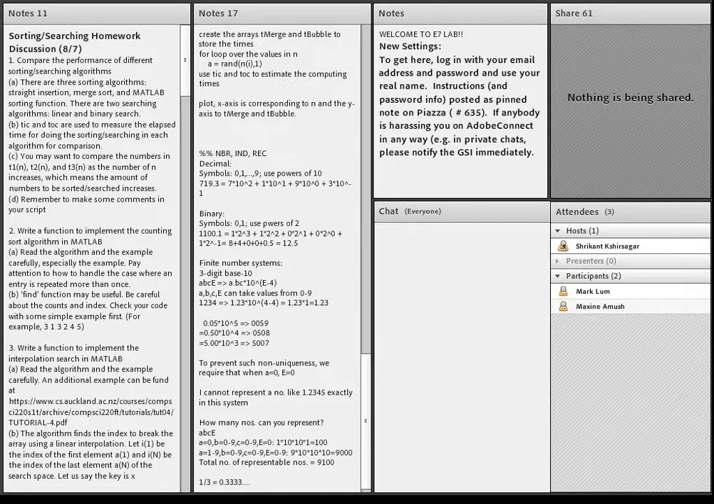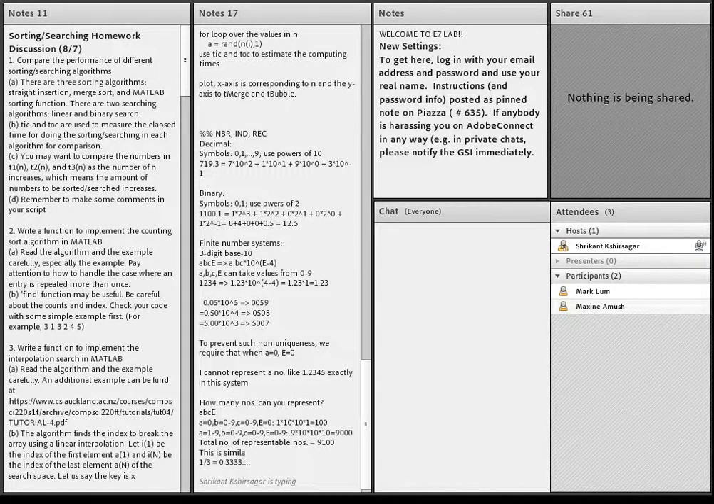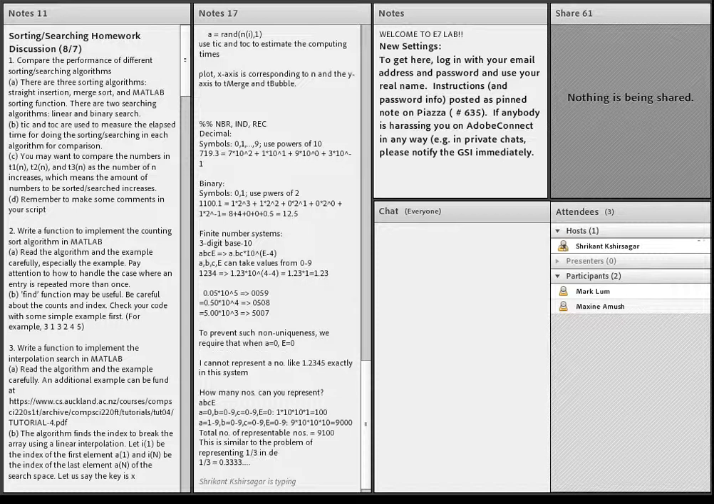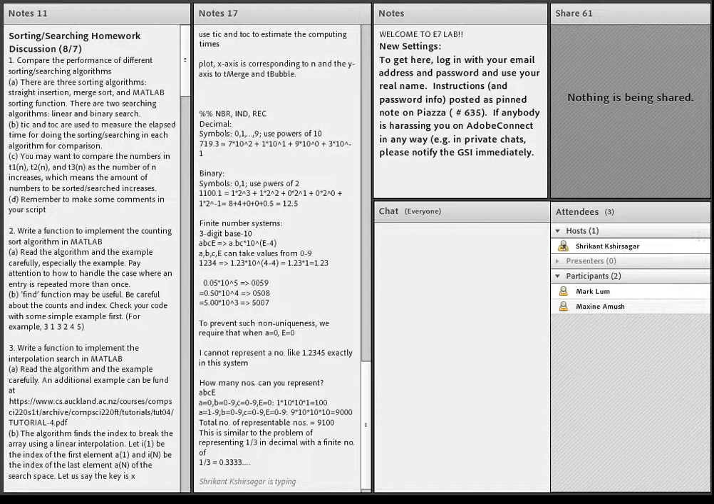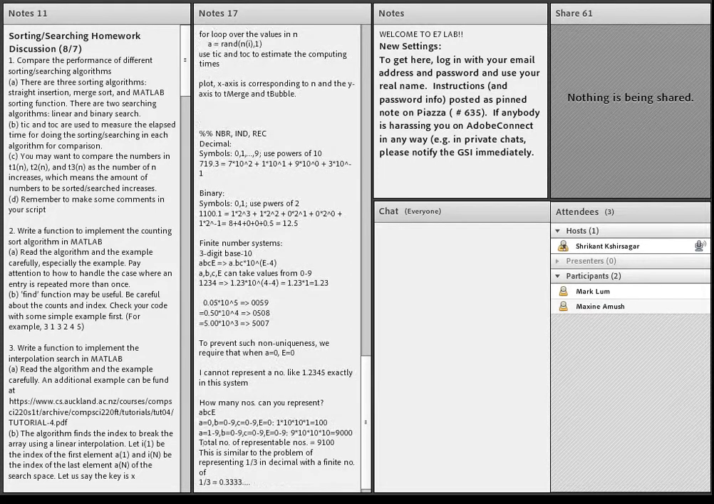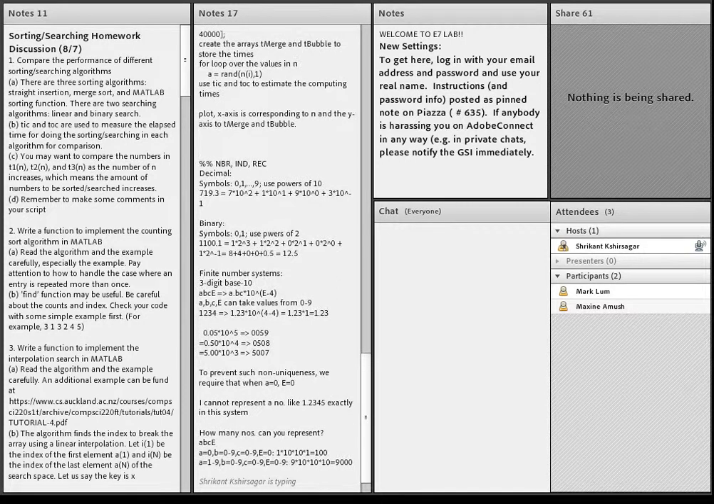So this is similar to the problem of representing 1 by 3 in decimal with a finite number of digits. Let me not waste valuable note space on that because I might have to delete it. So the point is that this is a fundamental limitation of finite number systems: since you are limited in the number of digits, you cannot represent every single real number out there.